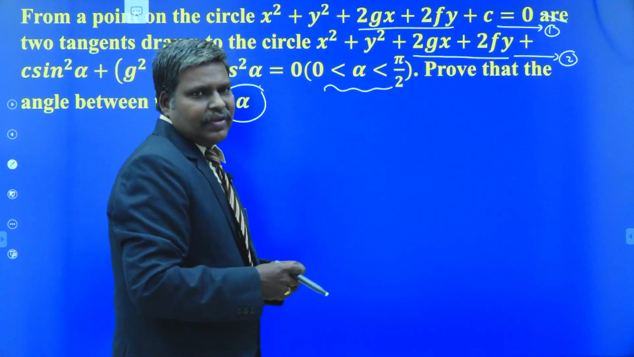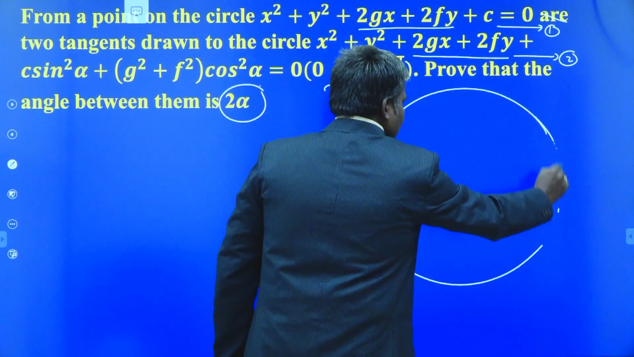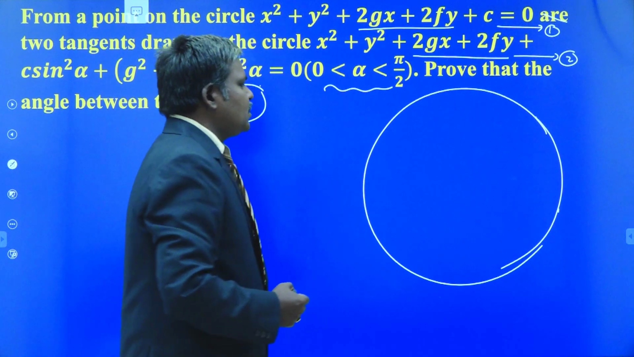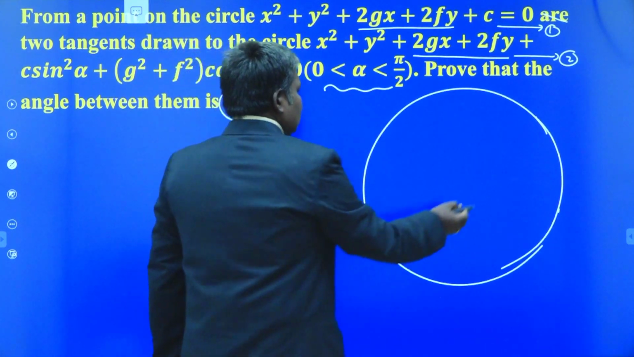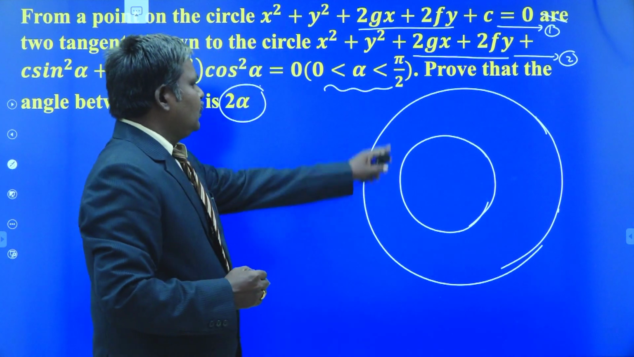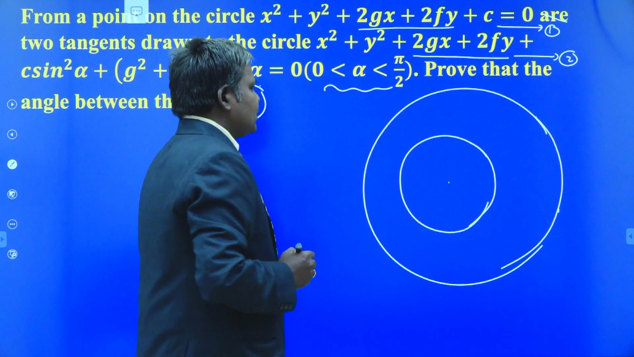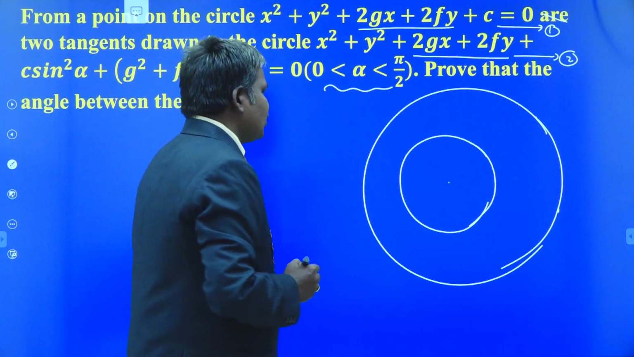Two tangents are given here. So you take the first equation, circle, in this manner. This is the first circle. In the same manner, you take this one as the second circle. These are the two concentric circles here. This is the center of the circle, that is minus g comma minus f.